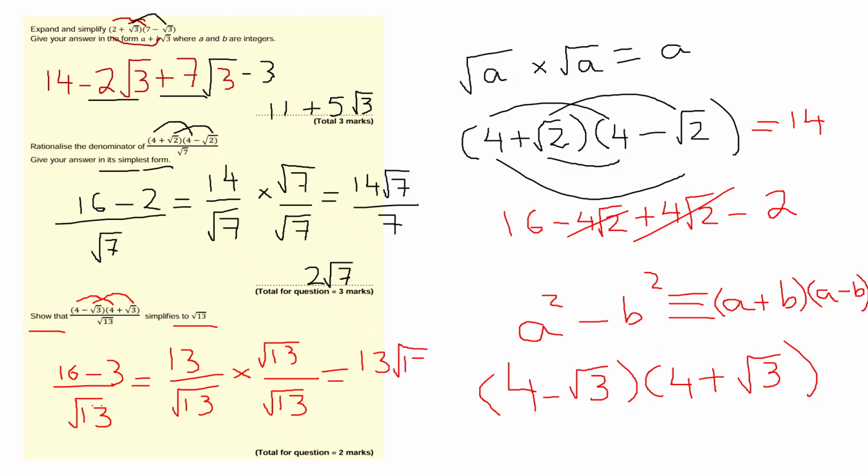On the bottom, root 13 times root 13 is root 169, which is just 13, because 169 is a square number. So they're going to cancel, and I'm left with just root 13 over 1, which is just root 13, as required. So I'll put AR, as required, or as shown.